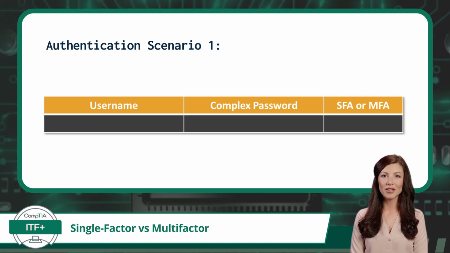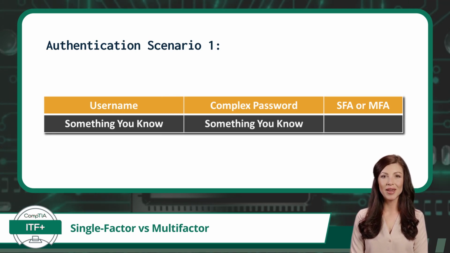The user has provided a username, which is something you know, and a complex password, which is also something you know. As both authentication methods are something you know factors, this would be considered single-factor authentication or SFA.